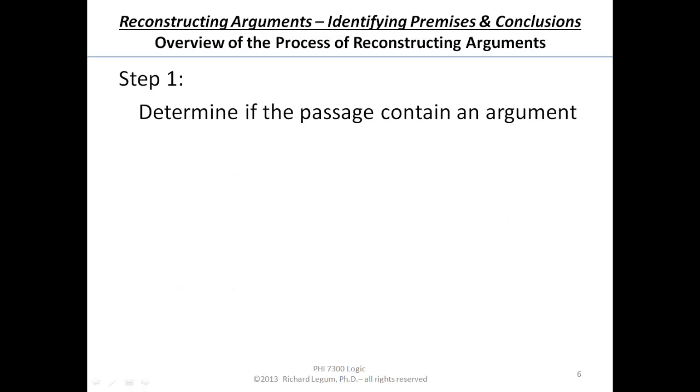The first step is we'll determine if the passage contains an argument. We'll come back to this later on in the semester. That is, not everything that we read and not every passage we come across, even in this class, contains an argument. So first we have to determine that the passage actually contains an argument, and then the next step that we want to do is identify the conclusion. That is, figure out what is the point that the author is trying to get at.